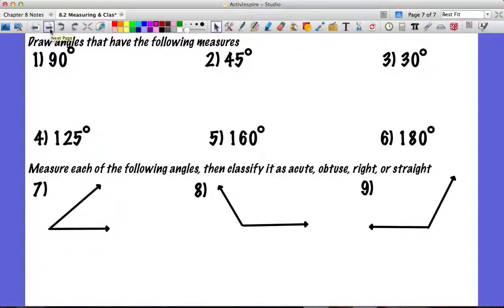For the last part of your notes, you have to draw angles that have the following measures. So you need to draw each of these angles. And then for these bottom 3 angles, I want you to classify them as either acute, obtuse, right, or straight. Again, we'll go over these tomorrow in class. If you have any questions, be sure to jot them down on the bottom and ask them tomorrow.